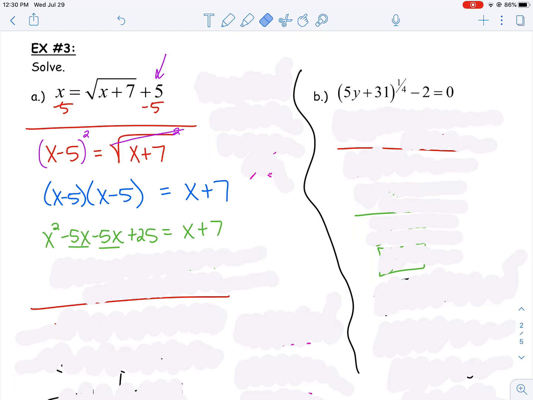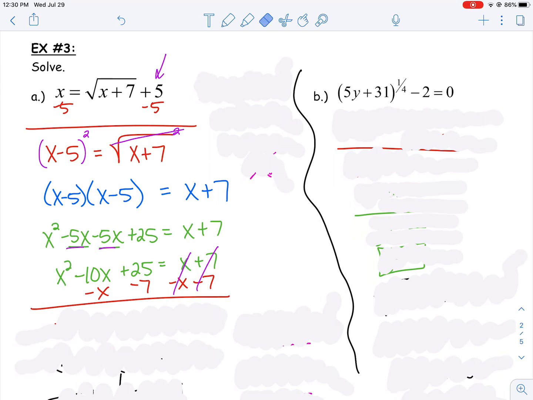I have no more radical, but I have lots of different variables. Let's go ahead and see if we can combine like terms. I notice on the left side I have a negative 5x and a negative 5x, which is really a negative 10x. I notice that I have x squareds and x's. And as soon as I notice that, I know that this is a quadratic, and I want to try to move everything to the same side and try to factor. So I'm going to go ahead and subtract x and subtract 7 so that I can move everything over to the left side and set it equal to 0.